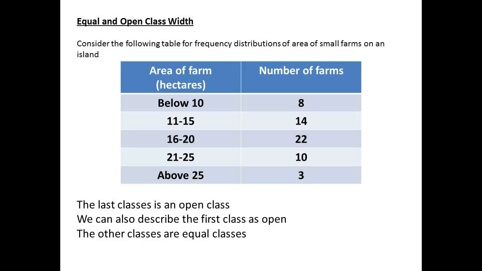You will soon encounter the question of class width when you are looking at tables. If you look at this table, you will see that the first and last classes are different. They are of a different size. Whilst most of these have a class length of 5, the first has a class length of 10, and the last would depend on a definition of a small farm so that we could fix an upper limit.